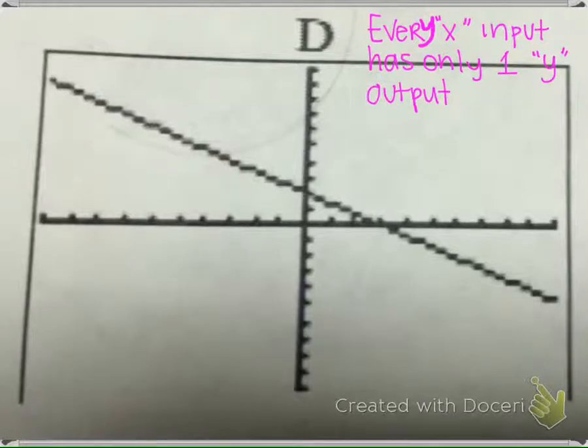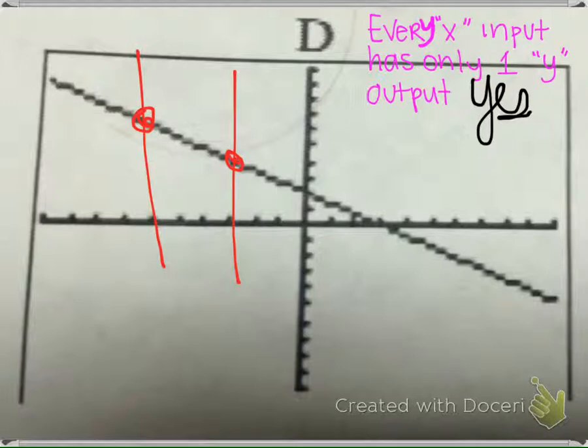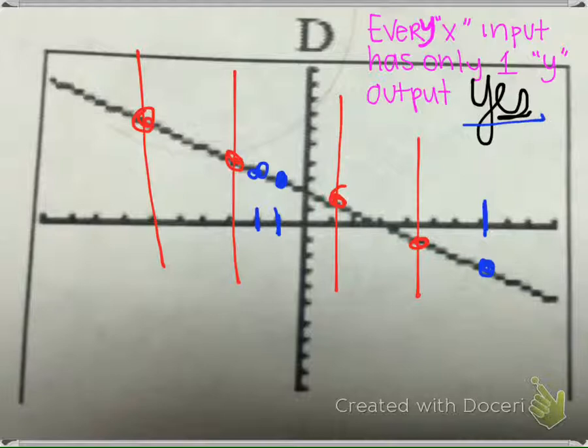Okay, let's take a look at this one. This one is a function, because no matter where I draw a vertical line, it only will hit the graph at 1 point. Every x has one y. When I go to x equals -1, it only has 1 point. When I go to x equals -2, it only has 1 point. When I go over here on this x value, it only has 1 point. So yes, it is.